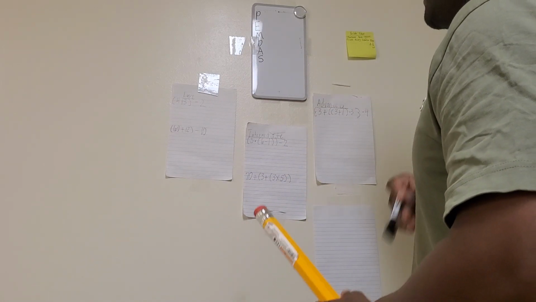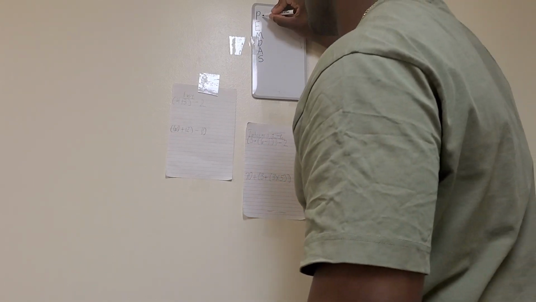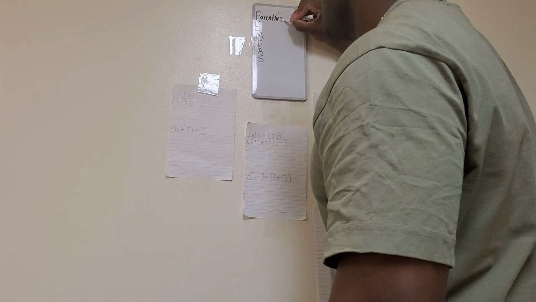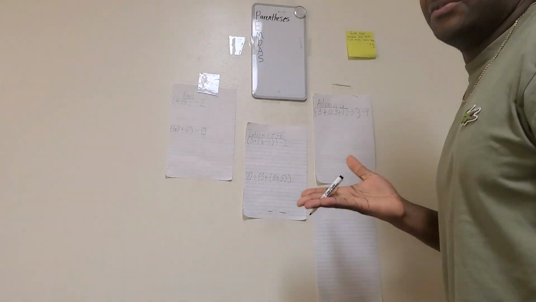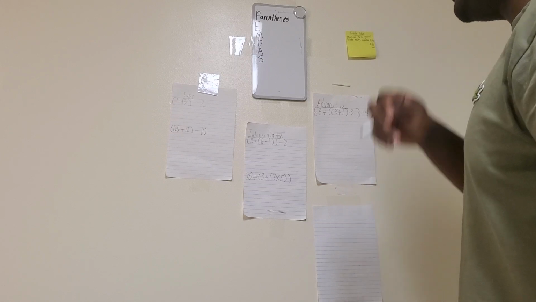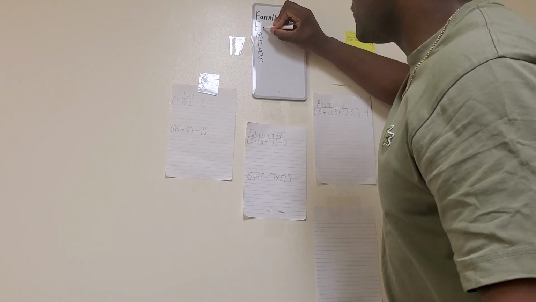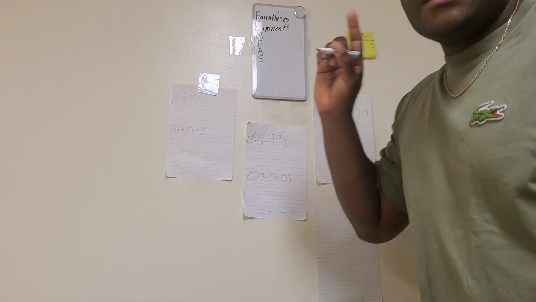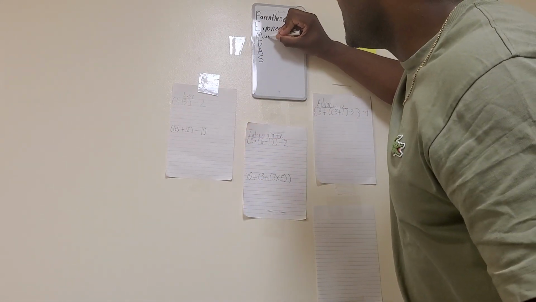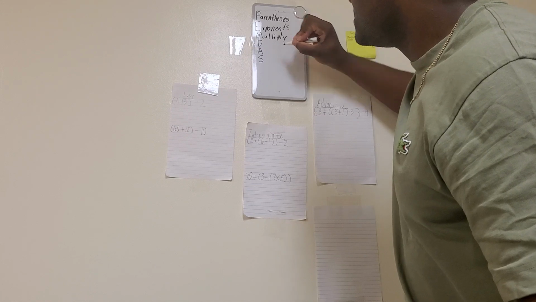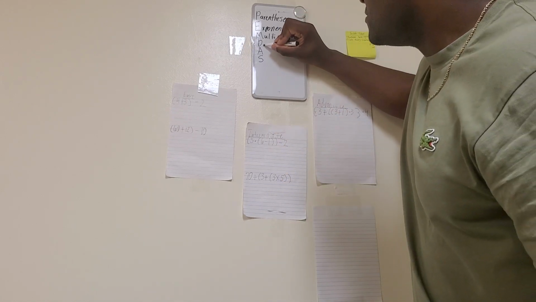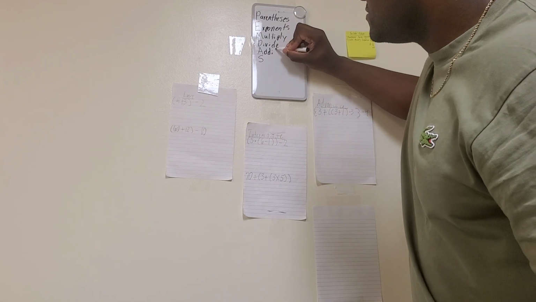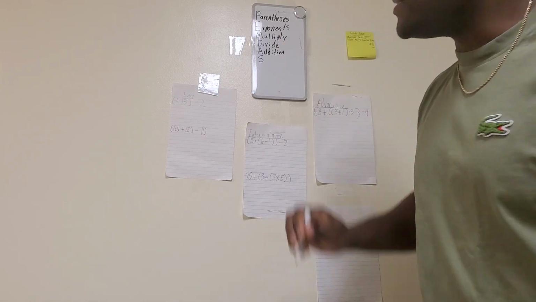So P stands for parentheses, okay? Now you probably don't understand why it's parentheses first. I'm gonna go down the steps and I'm gonna show you guys. E stands for exponential or exponents, okay? M stands for multiply. D stands for division or divide. A stands for addition. And then S stands for subtraction.